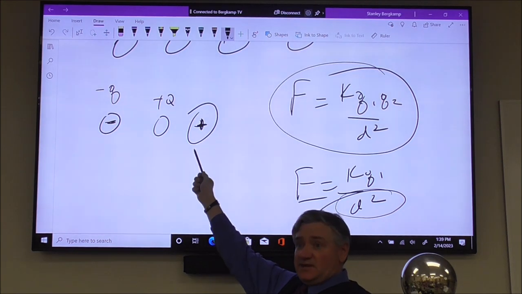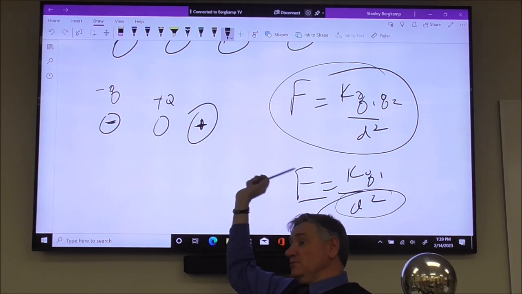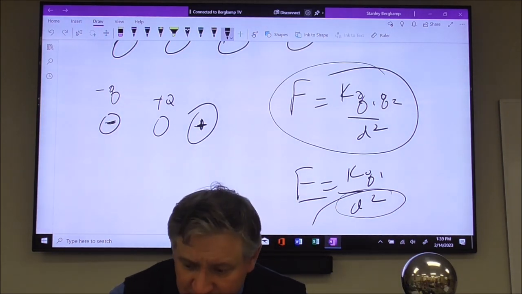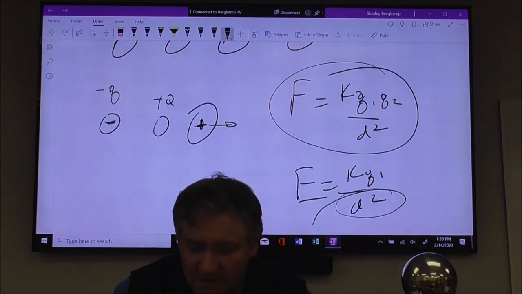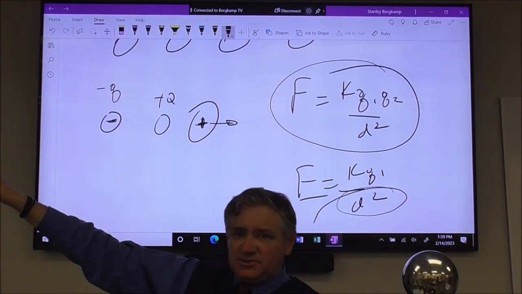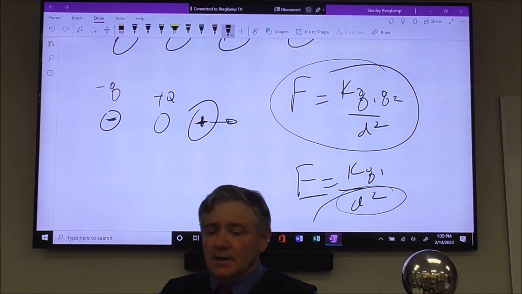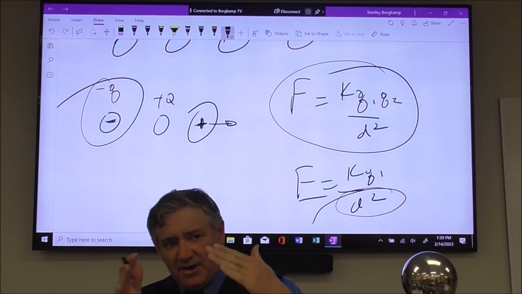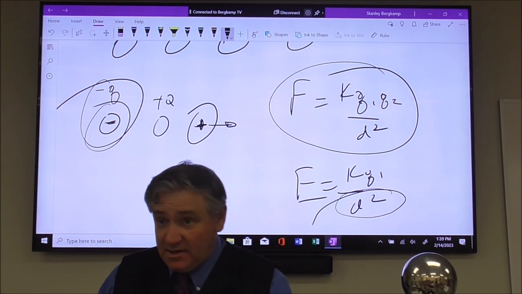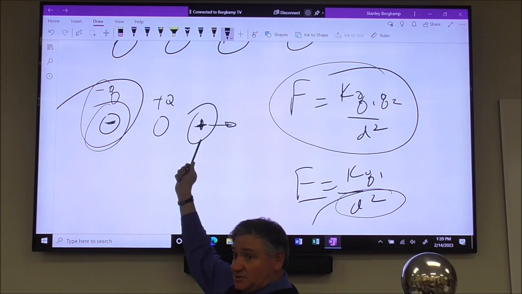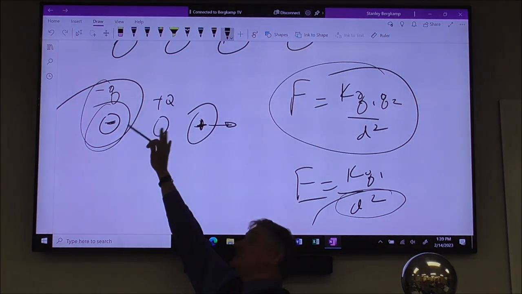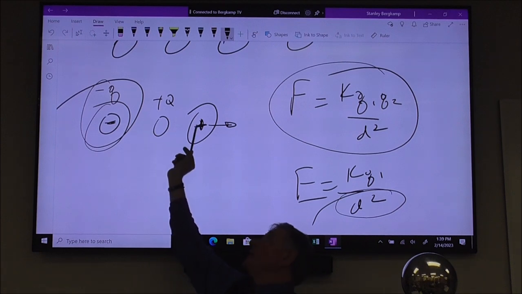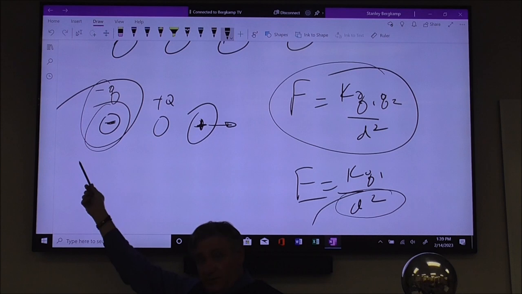What would that positive test charge feel, a repulsion or attraction? Repulsion. The electric field from that positive Q is trying to push that positive test charge away. Now, over here you have negative Q. You want the net effect of that, because that's a negative. Now, pretend that this Q isn't here. It's gone. If I put a positive test charge here, what's that going to feel?